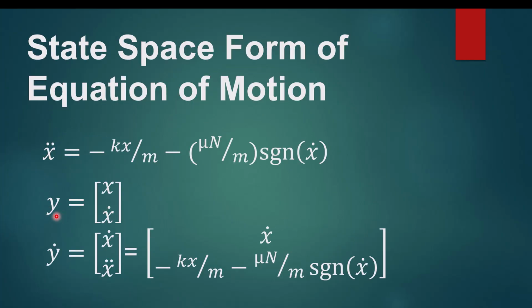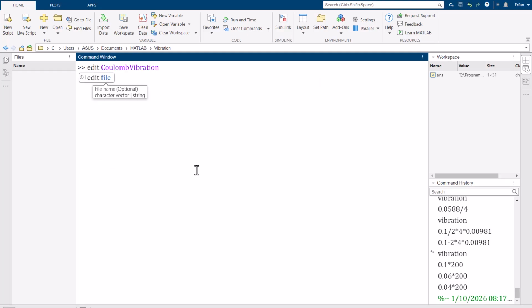I take my state variables to be x and x dot, and so y dot is going to be equal to this form. x dot is already one of my state variables, so I don't need to change it. But x double dot has to be written in terms of these two state variables, and this is going to be the formula. So now I am going to move to MATLAB and start coding Coulomb vibration.